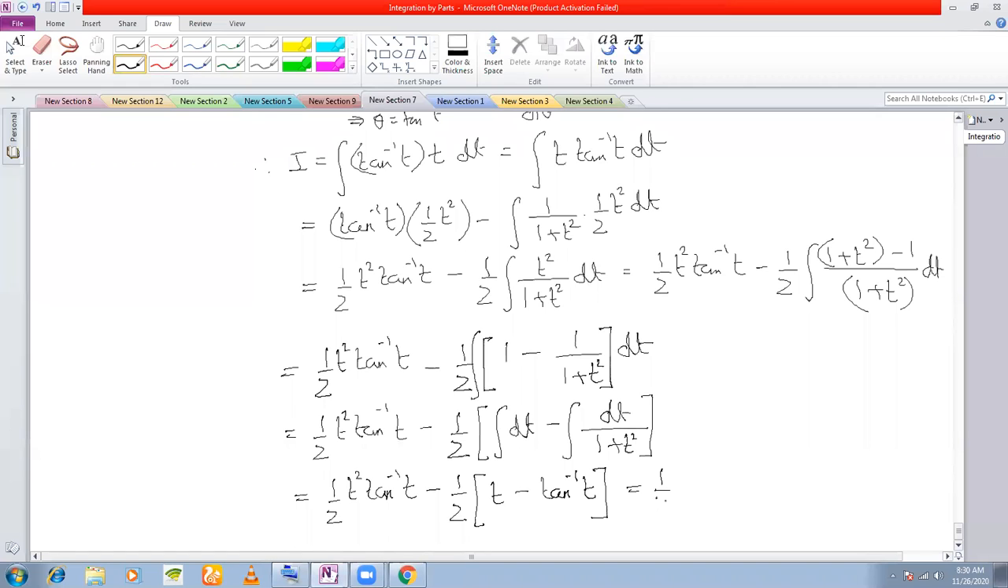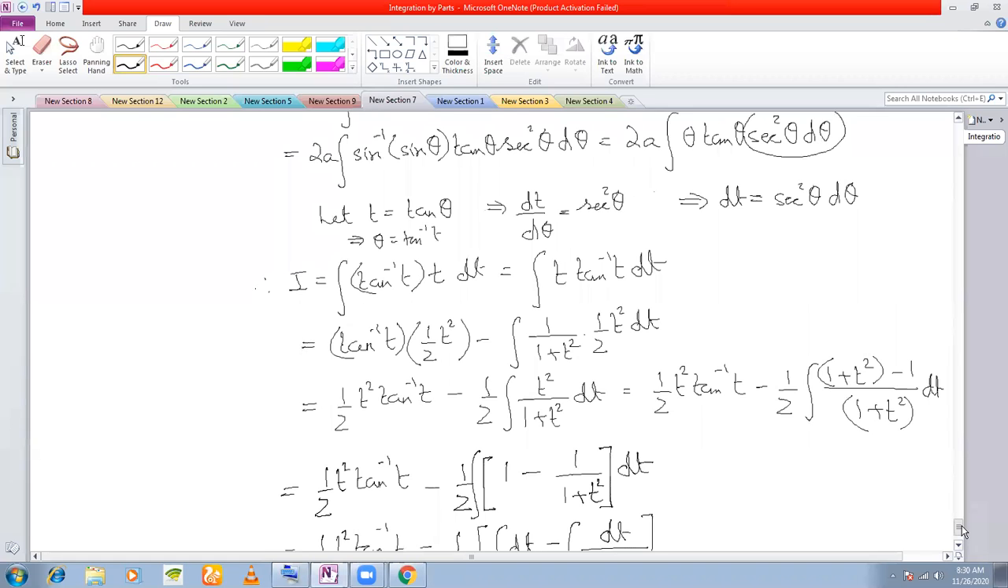So now you can open this half, you can give a constant of integration also: half t square tan inverse t minus half t plus half tan inverse t. Now you can put the value of t and you can evaluate, plus c.